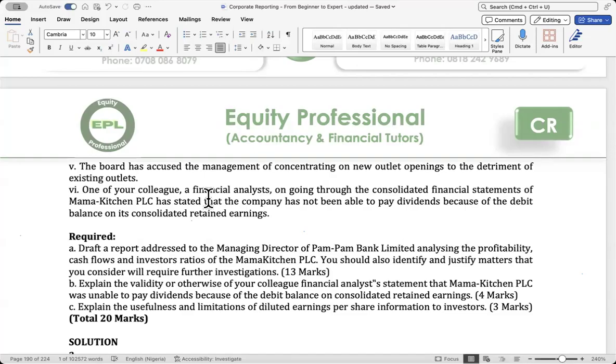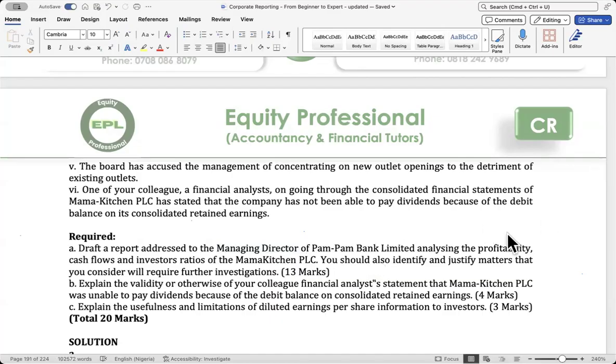You should also identify and justify matters that you consider will require further investigations. B, explain the validity or otherwise of your colleague financial analyst's statement that Mama Kitchen PLC was unable to pay dividends because of the debit balance on consolidated retained earnings. C, explain the usefulness and limitations of diluted earnings per share information to investors. So this was a more technical question than that last diet one. Of course, almost the same direction, because they want us to draft a report addressed to the managing director of Pam Pam Bank.